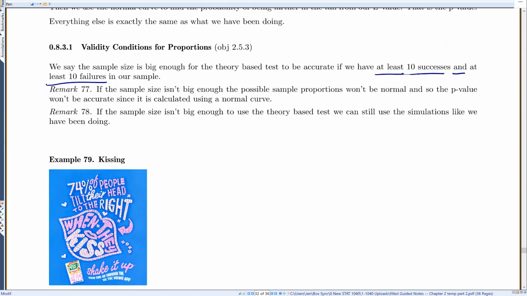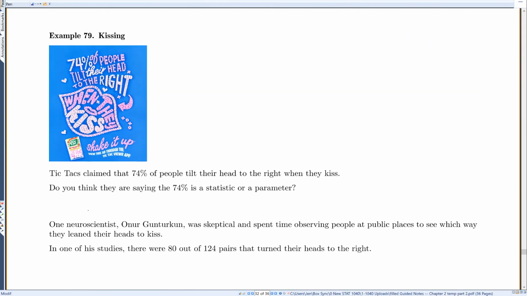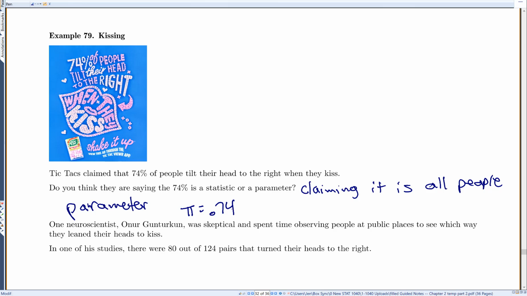Okay, so in this example, Tic Tac claimed that 74% of people tilt their head to the right when they kiss. Do you think they are saying that the 74% is a statistic or a parameter? When they say 74% of people, they didn't say in our sample or anything. I think they are claiming it is all people, so that would be a population. So that would be a parameter. They're claiming that pi equals 0.74.